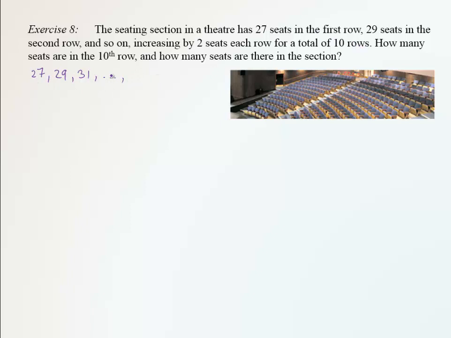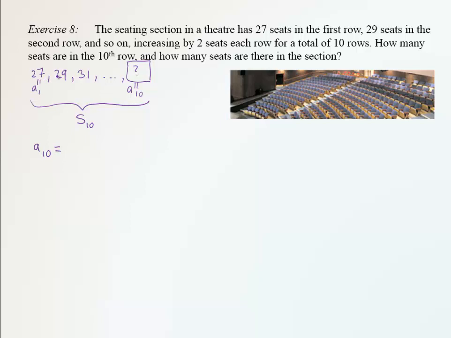Okay, so we know how many terms we have. If this is A1, the last one will be A10. Well, at that moment we don't know what it is. We can figure it out later. How many seats are in the 10th row? So that's a question of this number. What's A10? And then how many seats are there in the section? Oh, in the whole section. So the second question will really call for something that is called S10, the partial sum of the first 10 terms. Okay, but let's start with A10 first.